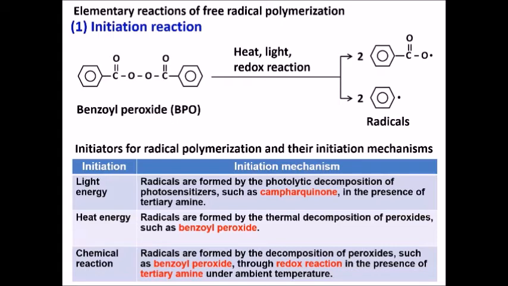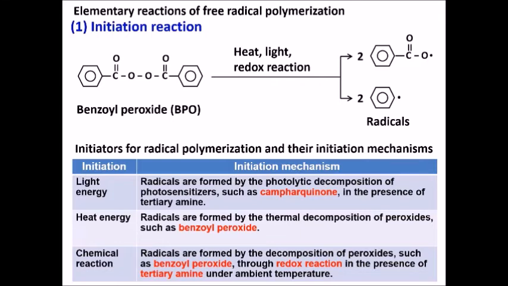One of the most typical initiators is benzoyl peroxide, shown here, which has a COOC linkage. This is chemically quite unstable, and that is why we can easily cleave this linkage by heat or light energy or by redox reaction. By cleavage or homolysis, benzoyl peroxide is converted into 2 molecules with O radical or 2 molecules with C radicals. This reaction is called initiation reaction.